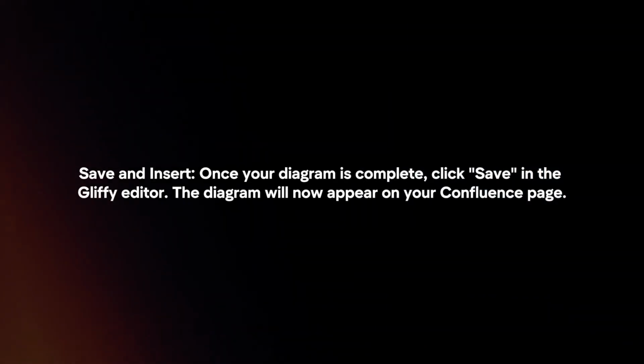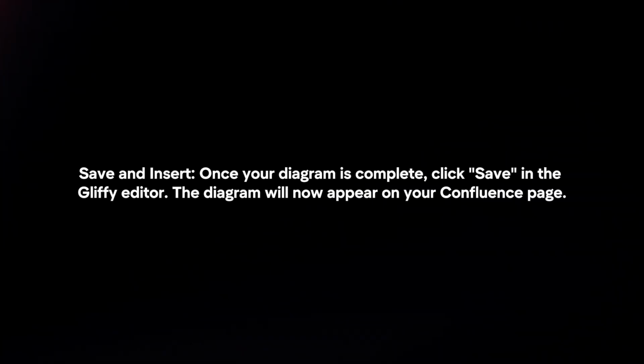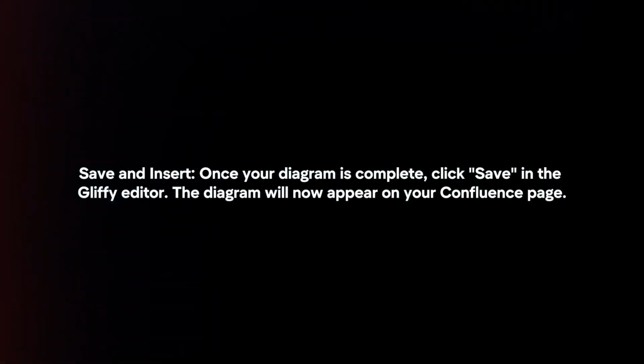Save and insert. Once your diagram is complete, click Save in the Gliffy editor. The diagram will now appear on your Confluence page. Publish the page. Finally, click Publish to save all changes to the Confluence page.